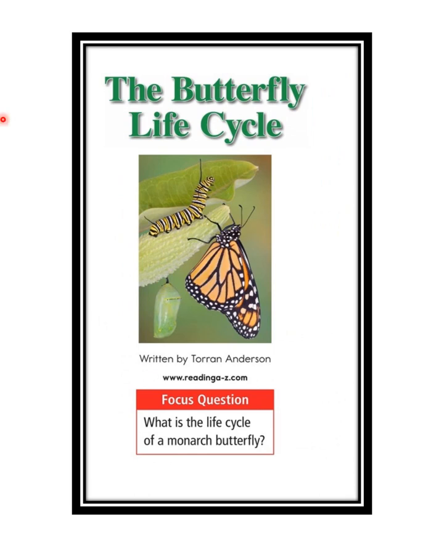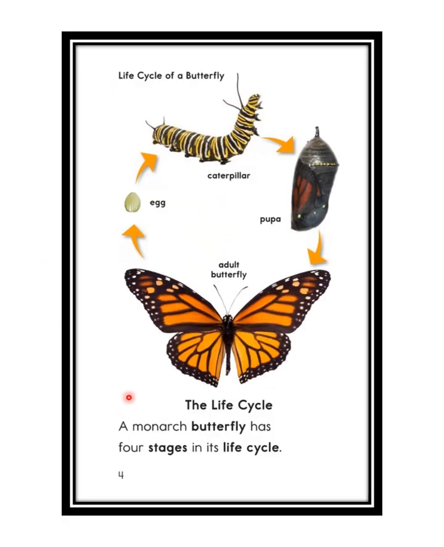The Butterfly Life Cycle is written by Taran Anderson. Our focus question is, what is the life cycle of a monarch butterfly? The life cycle. A monarch butterfly has 4 stages in its life cycle. Let's look at this graphic organizer, boys and girls, or a chart.